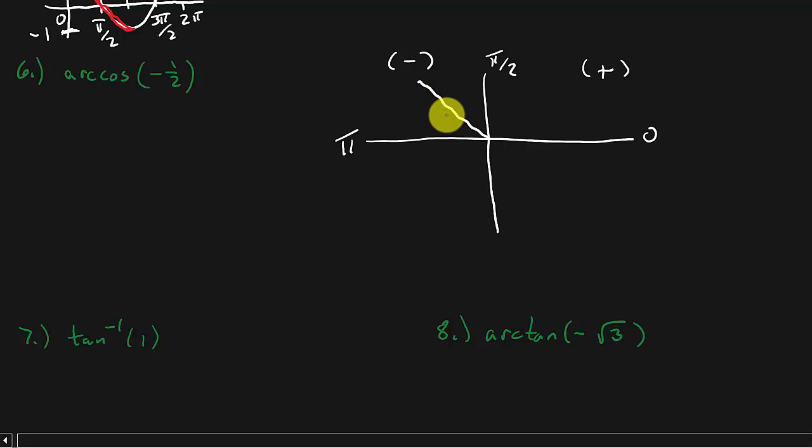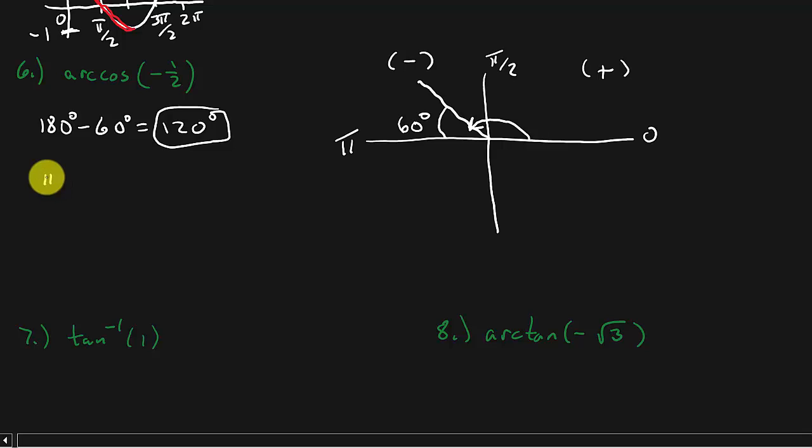Well, the cosine of 60 is positive 1/2. That's my reference angle, right? You see that? That's my reference angle. So what does this angle measure? Well, it's 180 minus 60, which is 120. And that's your answer. Or if I was in radians, that would be pi minus pi over 3, which is 2 pi over 3.